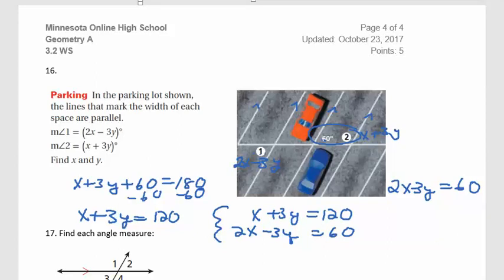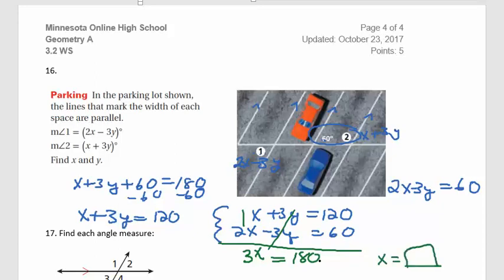So I could solve the top one for x and get x equals 120 minus 3y, but these are already set up for elimination. If I just add these together, I've got a plus 3y and a minus 3y. I would get 1x plus 2x is 3x. The y's are going to cancel, and 120 plus 60 is 180. So we can solve this quickly for x by dividing both sides by 3.